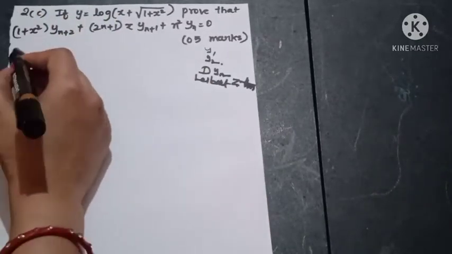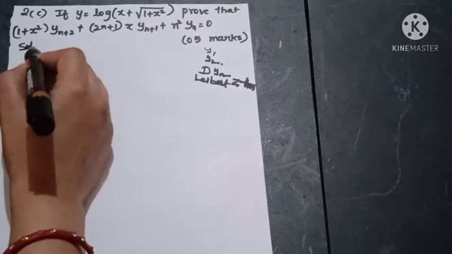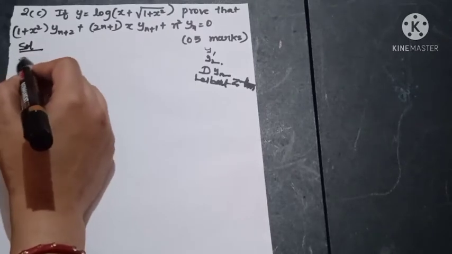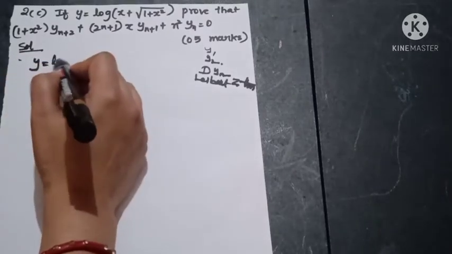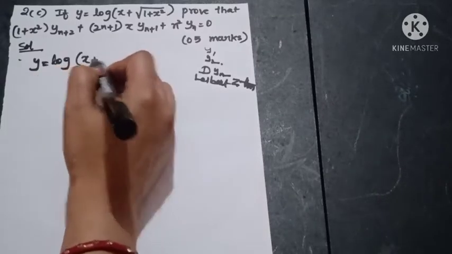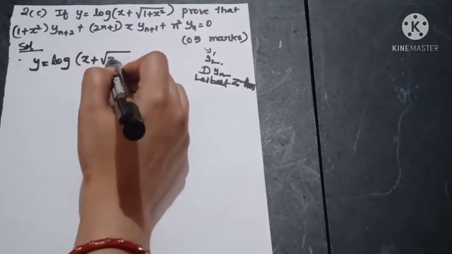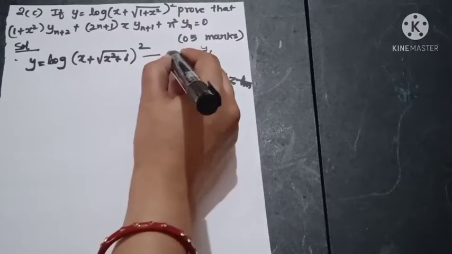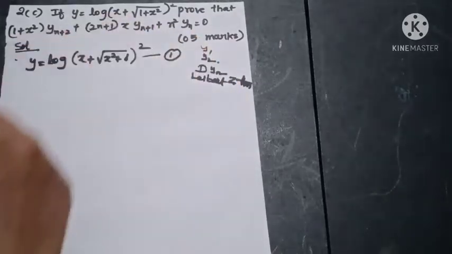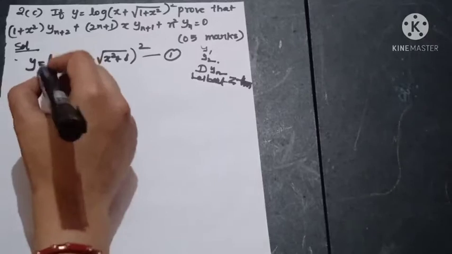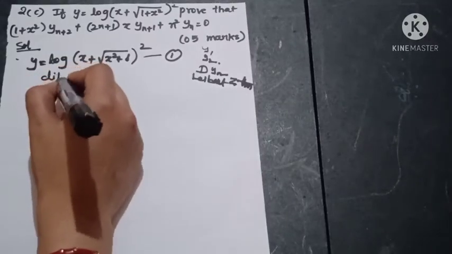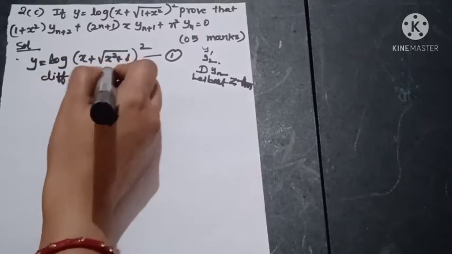So the solution is, consider y is equal to log of x plus square root of x square plus 1, whole square. Call this as equation number 1. Now differentiate with respect to x.